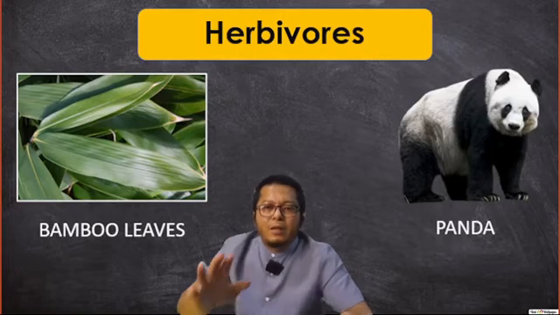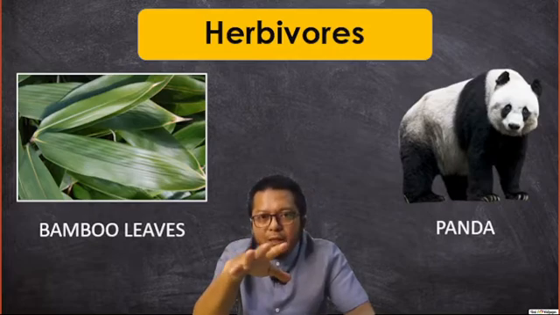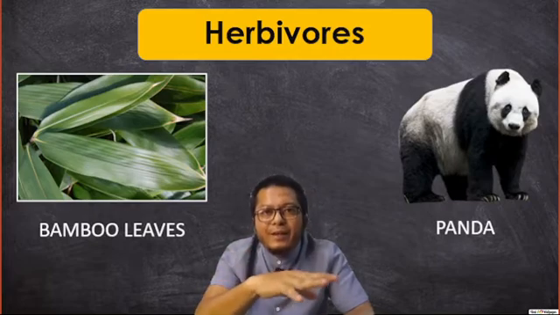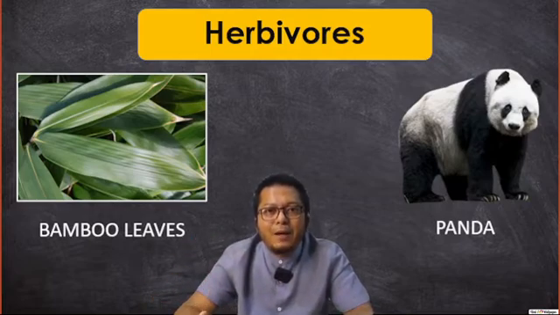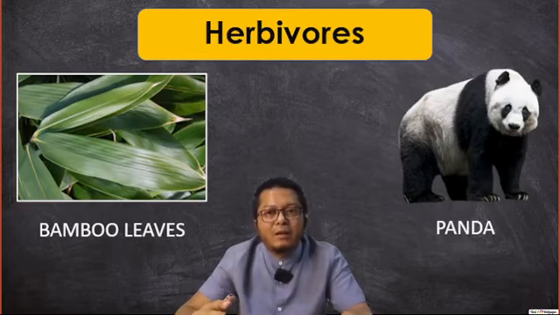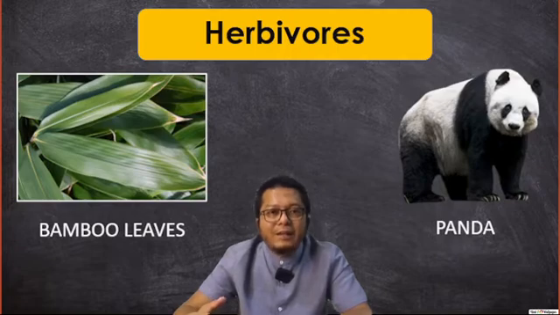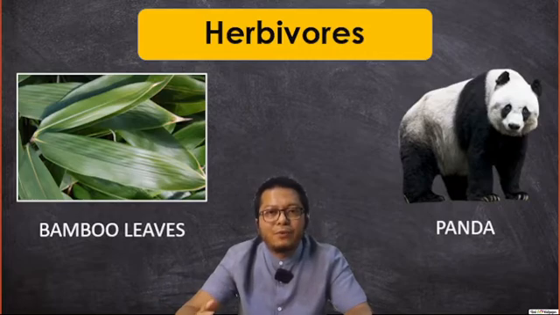Panda loves bamboo leaves. Now let me tell you, it's not that panda cannot eat other parts of the plant, but these parts of the plants are what they love most. Panda loves to eat bamboo leaves. It's their favorite. They can eat other parts of the plants too, like fruits, of course. But the best food that they like to eat was bamboo leaves.